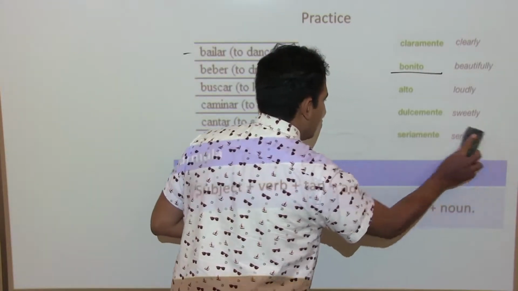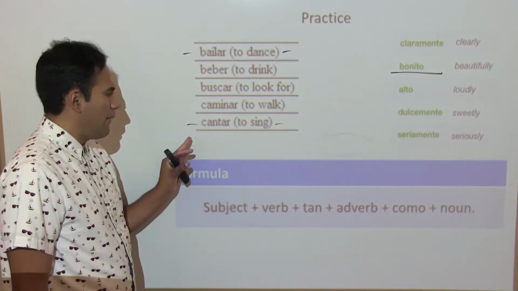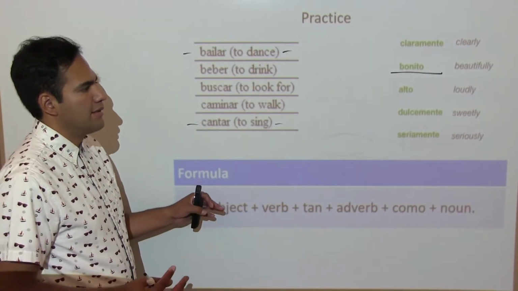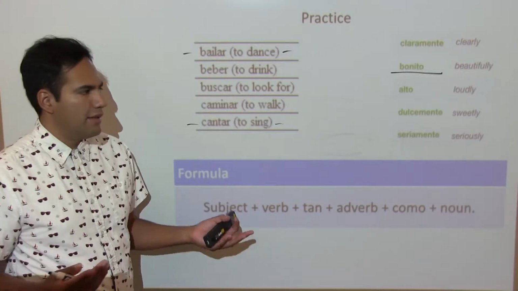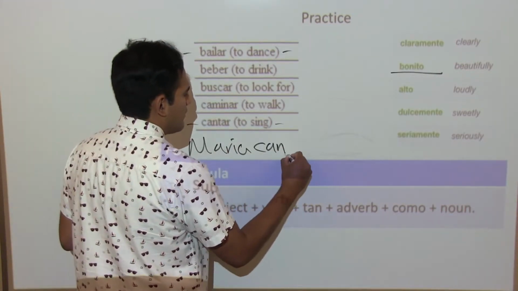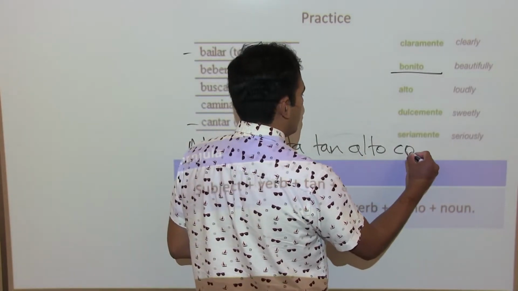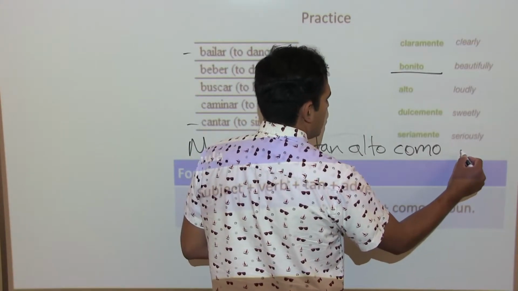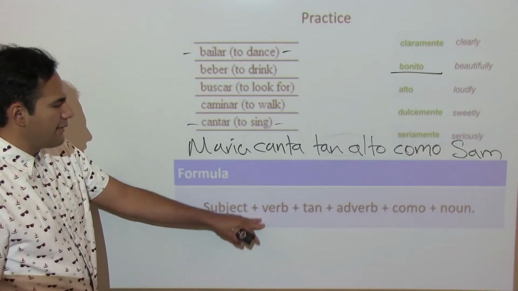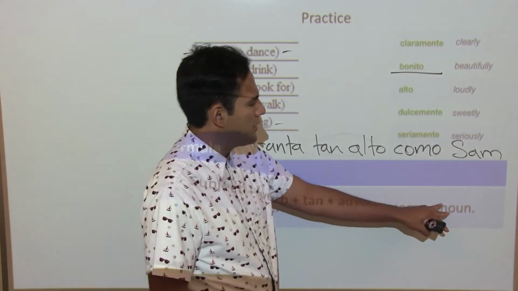So let's come up with another one. Let's use cantar. And let's say Maria sings as loudly as Sam. So Maria canta tan alto como Sam. Okay? Maria, and I'm following that formula right here. Maria canta tan alto como Sam.